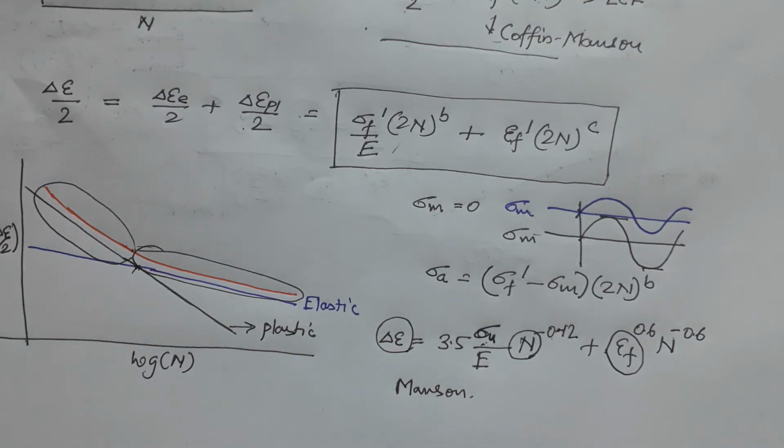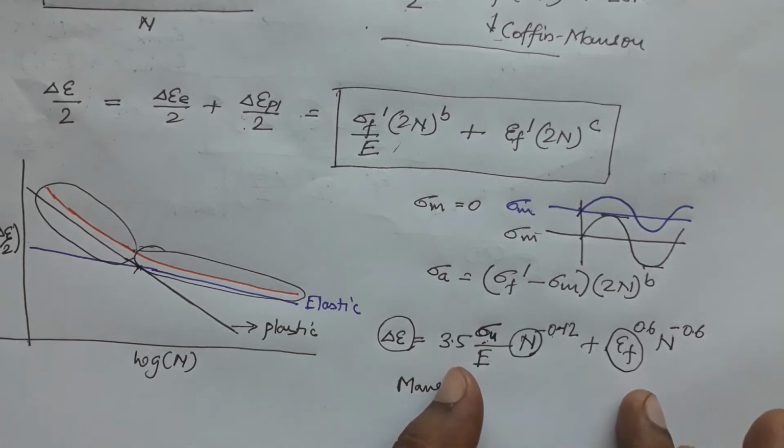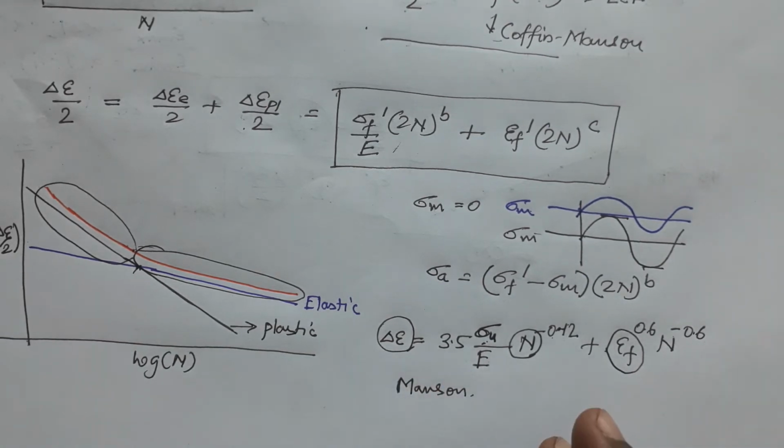Of course, the material is the same, so there has to be some relation between the monotonic behavior of the material and the cyclic behavior of the material. Although they are not the same, by doing experiments Manson found that this kind of relation can be achieved, and it can be used to predict the fatigue life of the material.